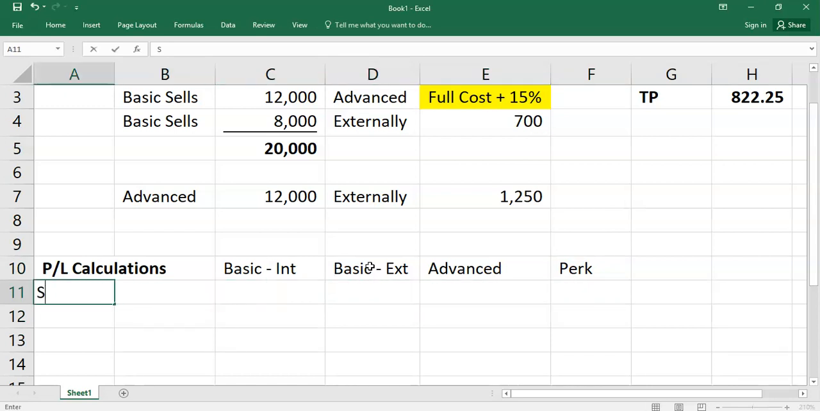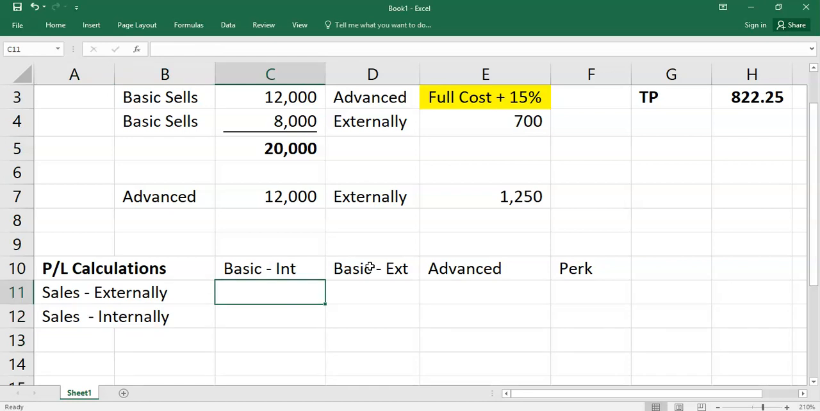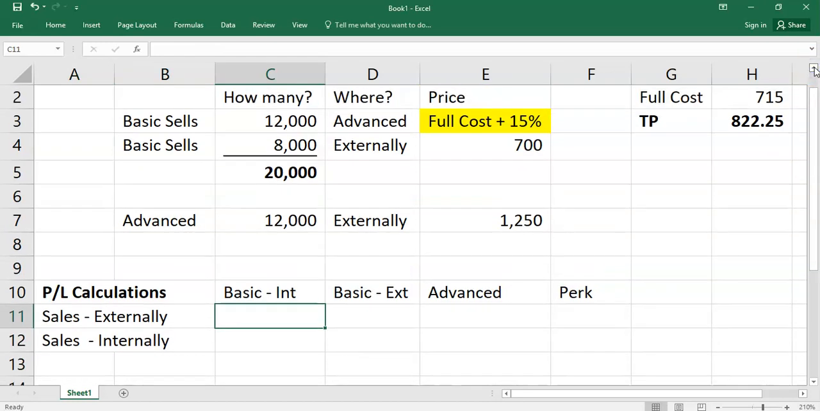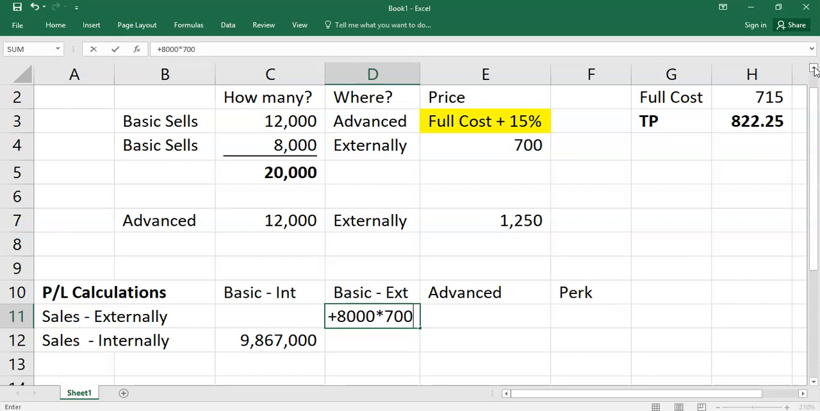So what we want to know is the sales externally and the sales internally. So for Basic internally, just be careful now. Remember what we've said before. They're selling 12,000 internally at the transfer price, 822.25. So that's 9.867 million. That's income for Basic. It will be an expense for Advanced. So that should be down here. Internally. Externally, Basic is selling 8,000 at 700.